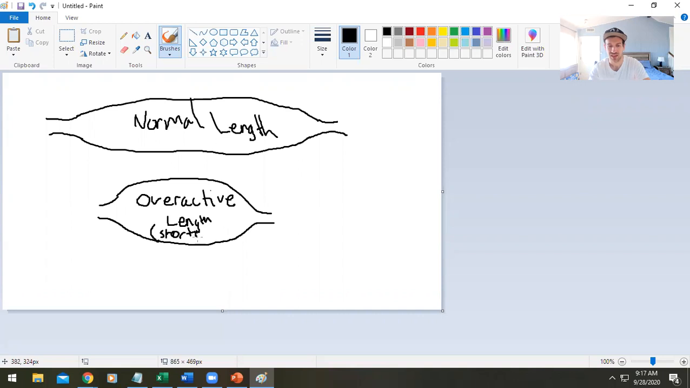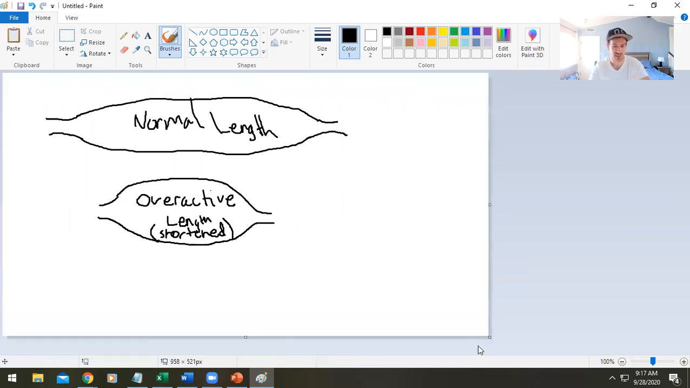So now it's not as long as it should be, but it still has to attach to a bone in the same place, right? You can't change where your muscle attaches as a tendon. So this big lengthened muscle here is overactive. Now when you look at the other side of the joint, on the opposite side, you're going to see an underactive muscle. You're going to see a muscle like this that's being super stretched out.